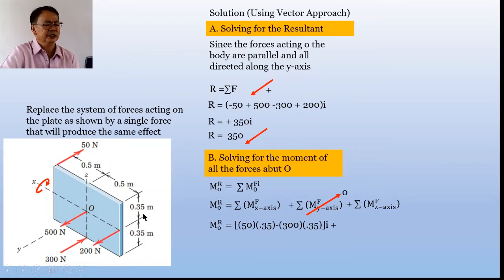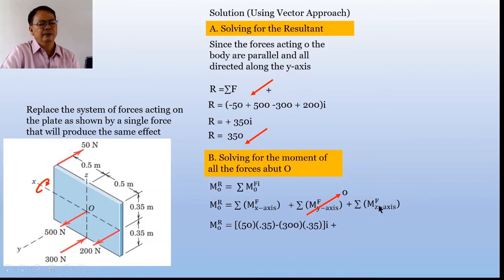Ito nakita nating distance nito. While this one, negative 300 multiplied also with the same moment arm, multiplied by i. All of this will be the moment about the x-axis, and because the axis is directed about the positive x-axis, therefore it will be taken as i.